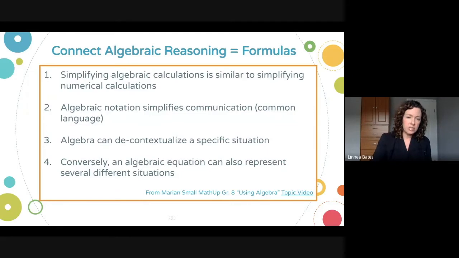the dimensions, etc. Number 3, that algebra or the formula can decontextualize a specific situation. So when looking at a specific situation, we can recognize, oh, we're actually just looking at diameter, or we're actually just looking at circumference. And then conversely, number 4 there, that when you're using an algebraic equation, it can also represent several different situations, which can be helpful for students to understand.